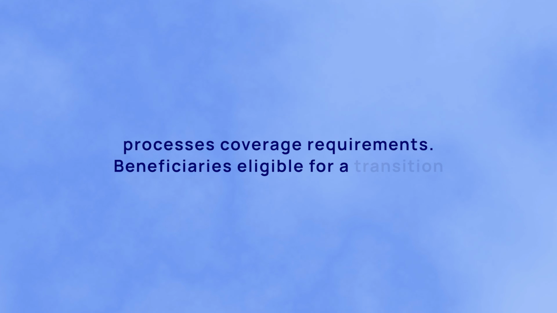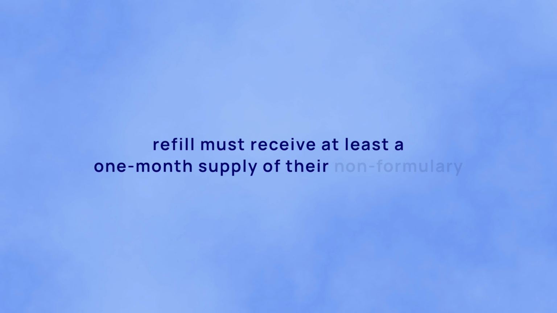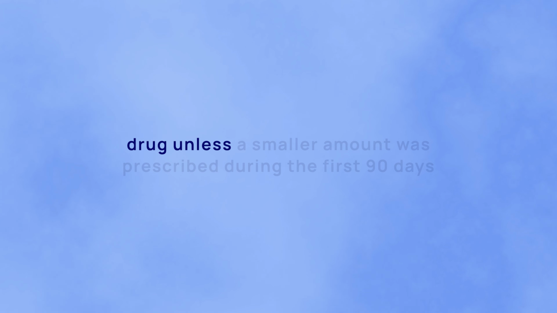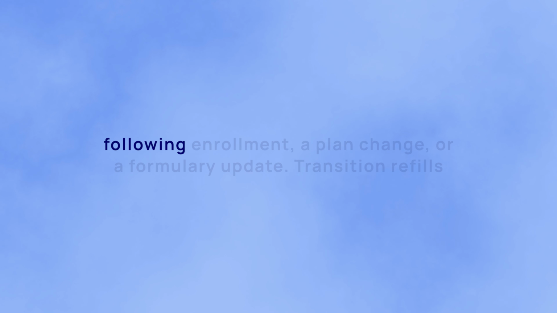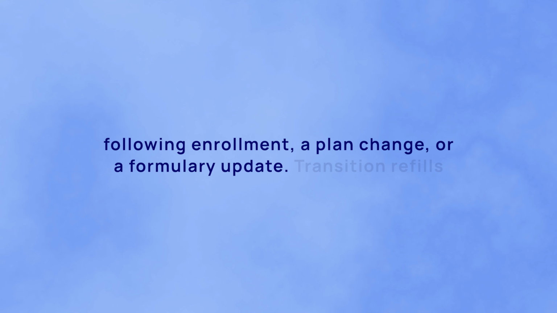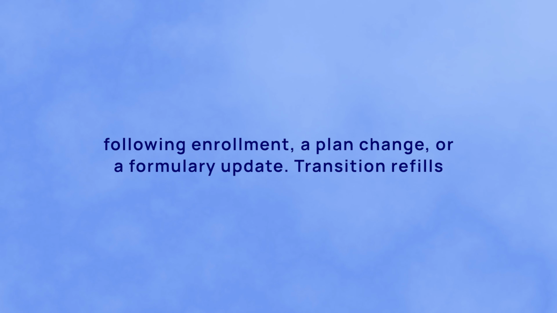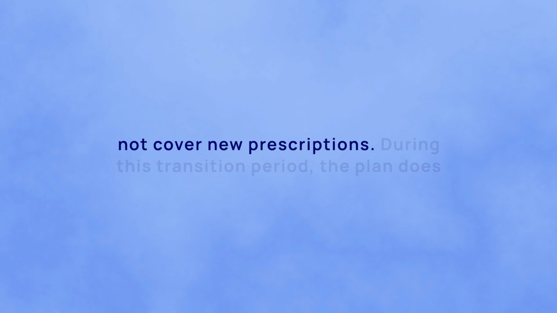Beneficiaries eligible for a transition refill must receive at least a 1-month supply of their non-formulary drug, unless a smaller amount was prescribed, during the first 90 days following enrollment, a plan change, or a formulary update. Transition refills only apply to medications the beneficiary was already taking and do not cover new prescriptions.